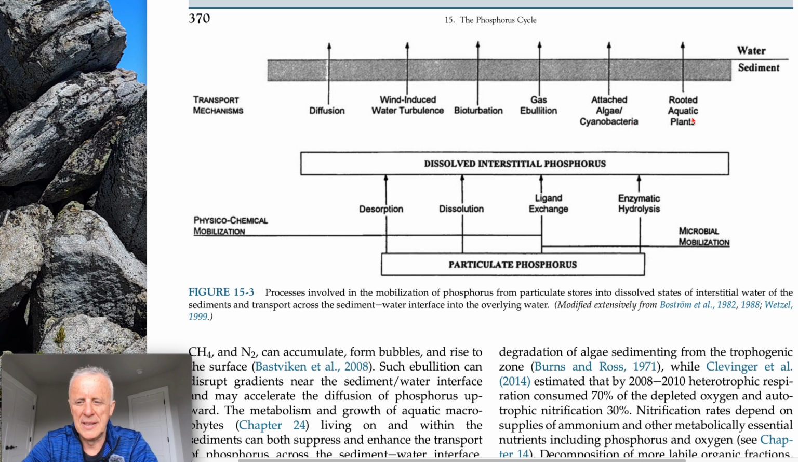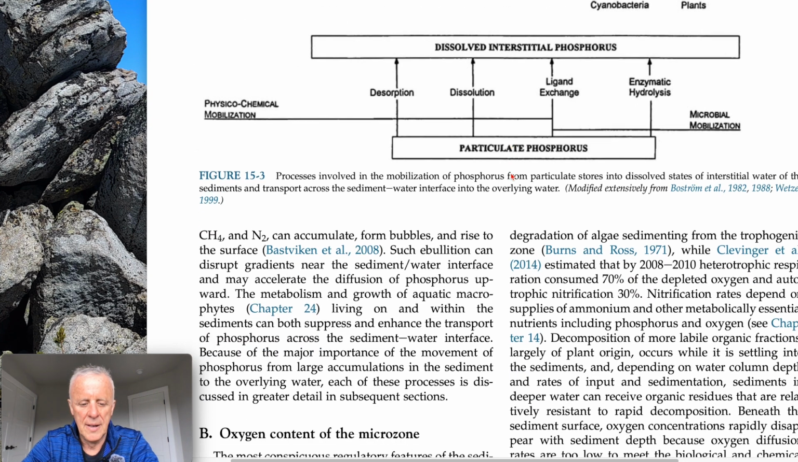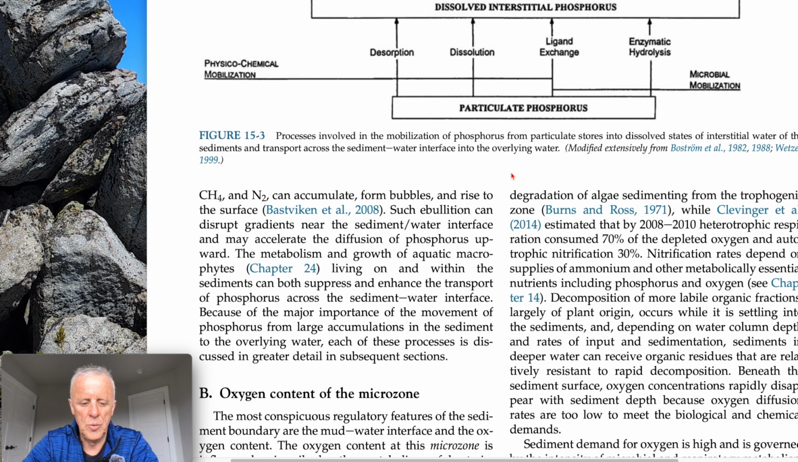Attached algae, cyanobacteria, and then rooted aquatic plants. And so all of these are the transport mechanisms of dissolved interstitial phosphorus from the sediment into the water phase. And I think we're going to be leaving it today at this subchapter, oxygen content of the microzone, in terms of the phosphorus cycle in the sediment.